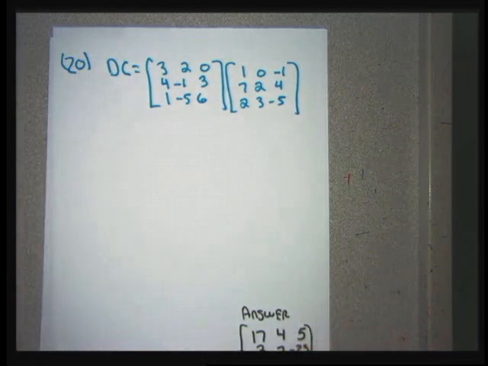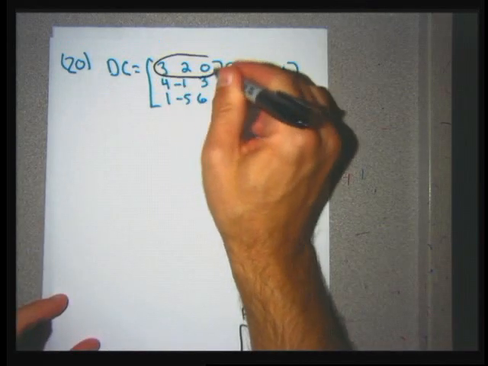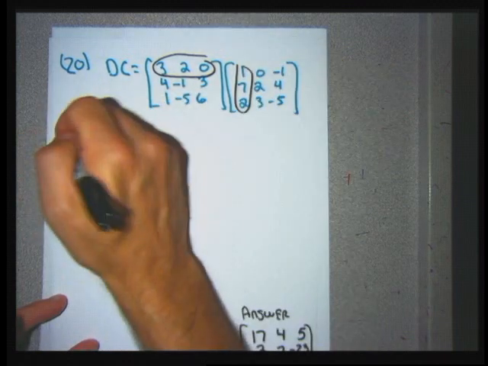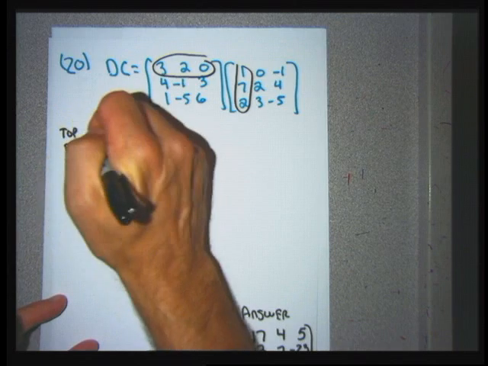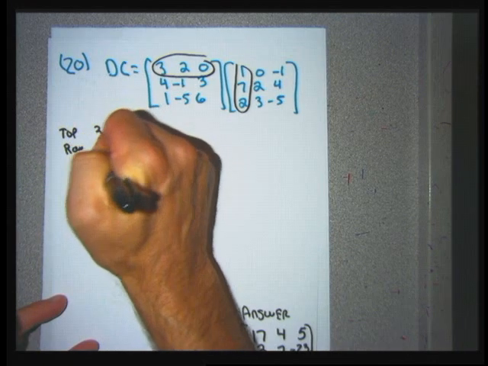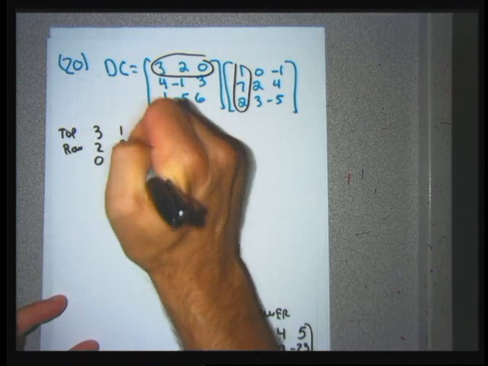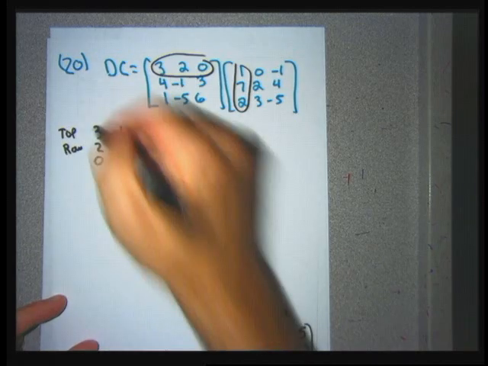The top row of the D matrix is going to get me the top row. So I'm going to take the top row, write it next to each column. So to get the top row in my answer, I use the top row of D. So for the top row, I'm going to take the 3, 2, 0 top row, write it vertically. First write it next to the 1, 7, and 2. And when I write it next to it, I multiply.